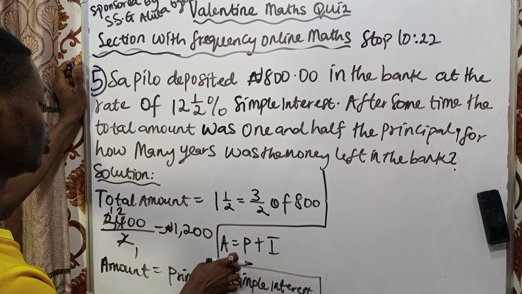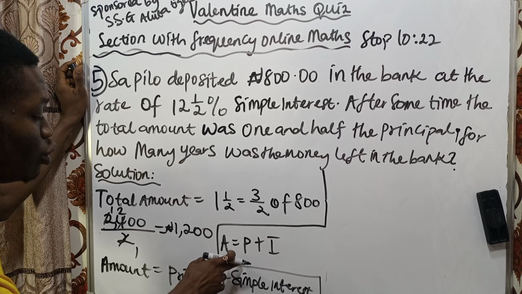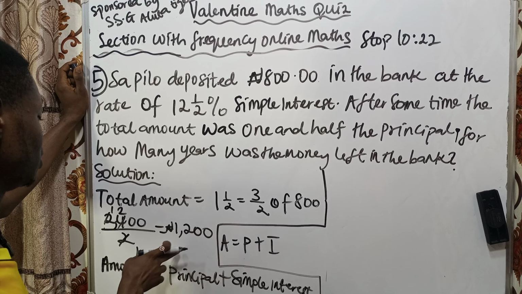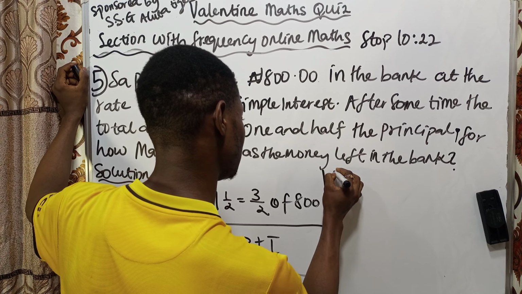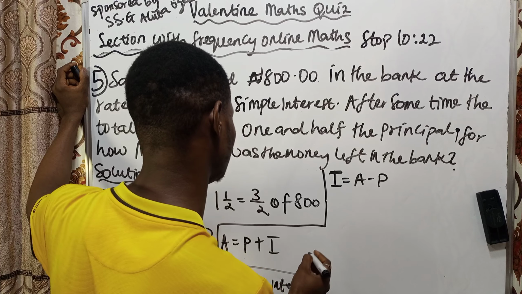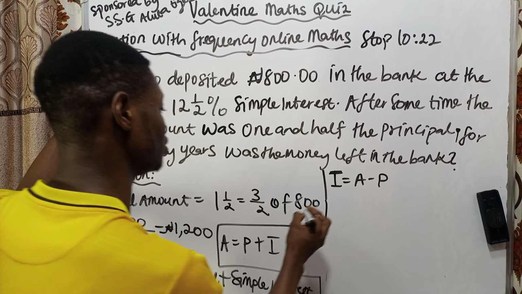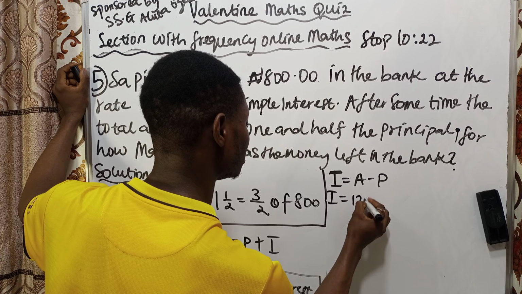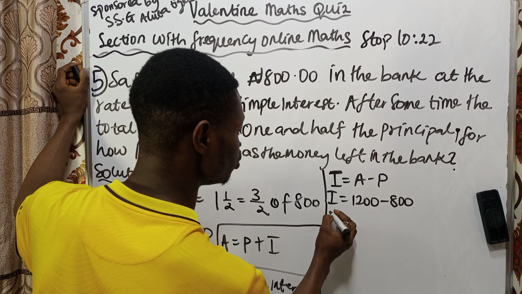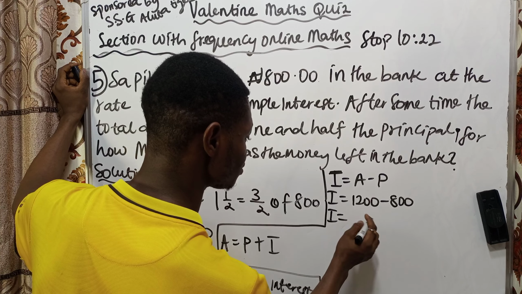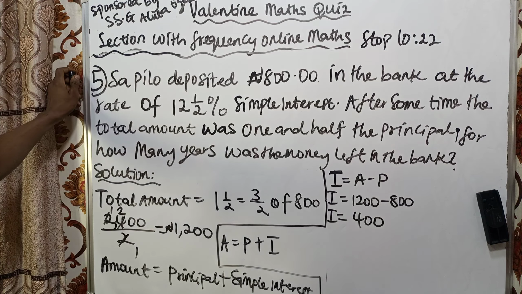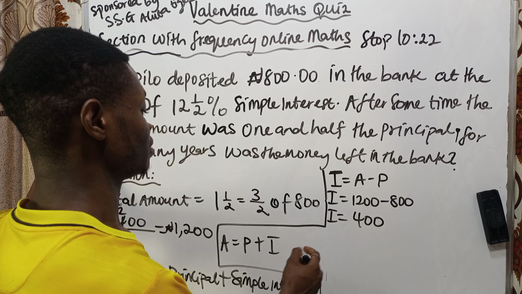We know our principal and we know our amount. So the simple interest I is equal to the amount minus the principal. I is equal to 1,200 minus the principal, which is 800 naira. Which will give us our interest as 400. That's our simple interest.